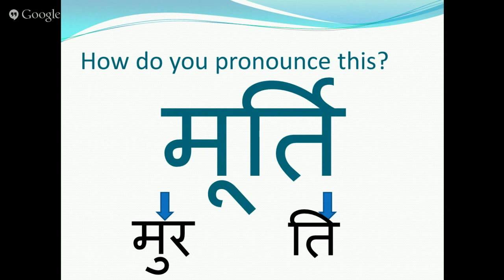Mur is the first syllable when we break this up. Mur. Then the second syllable is te. Now, just for a reminder, what T is this? This is not the English T. This is the T where we touch the bottom of our teeth, the lower portion of our upper front teeth. T. Mur, mur. Actually, that's the wrong U, but you get the idea. Murti.